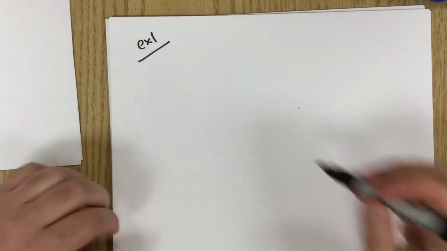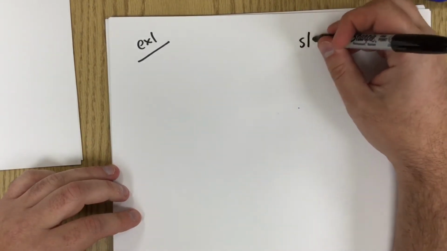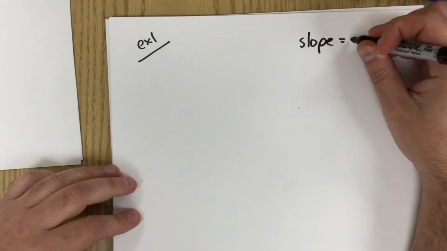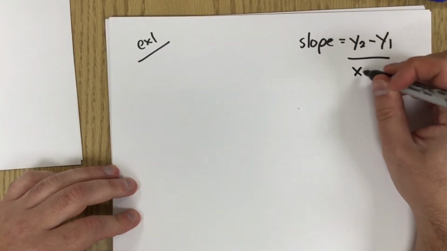Let's do some examples where we use the formula. Just as a reminder, the formula is slope equals y2 minus y1 over x2 minus x1.